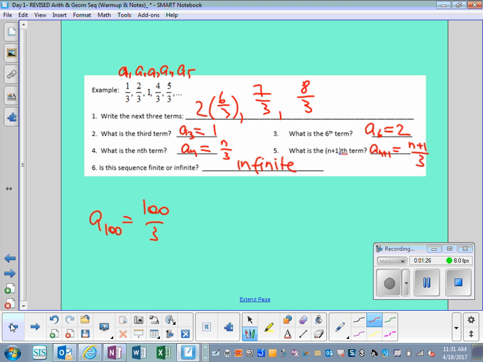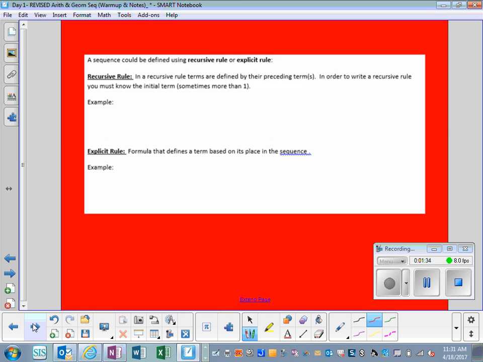So as we saw right here, we were able to define the rule for our sequence like this: an equals n divided by 3. Well, actually, there are two types of rules that are used to define a sequence. One is called the recursive, and one is called the explicit. So let's first talk about the explicit rule because you've just seen it. If the formula that defines the term an is based only on n, on the place in the sequence, then that formula or that rule is called an explicit rule.